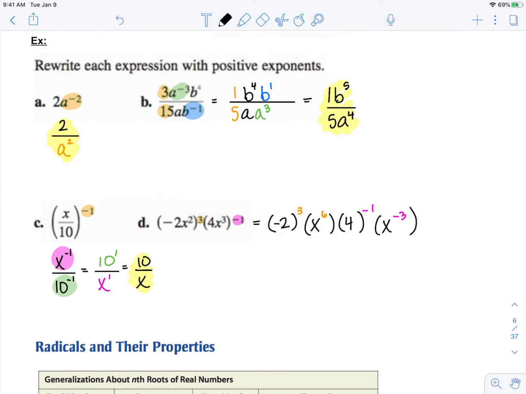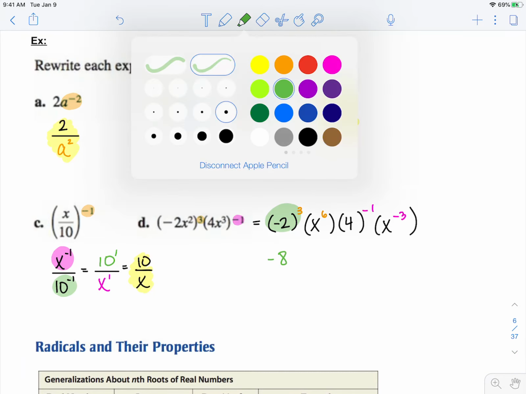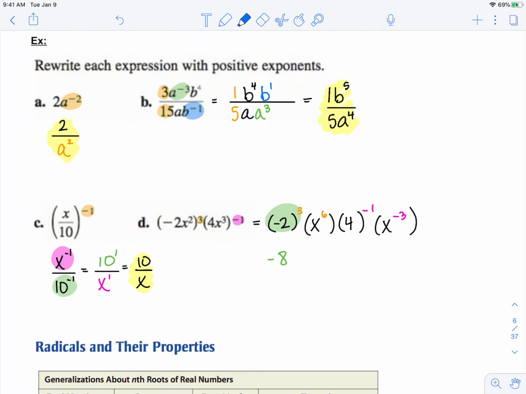So now what I want to do is simplify things one at a time. The first thing I'm going to focus on is negative 2 to the 3rd. I know that becomes negative 8. And then I can also simplify x to the 6th times x to the negative 3. If I add those exponents, 6 plus negative 3 is x to the 3rd.